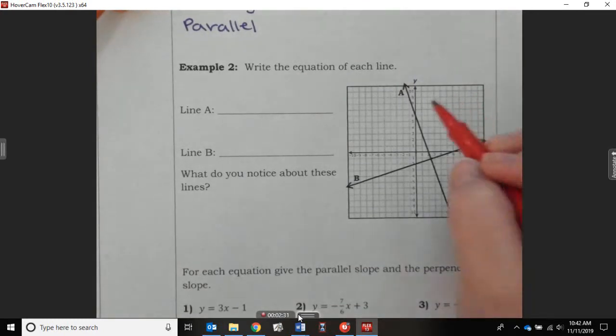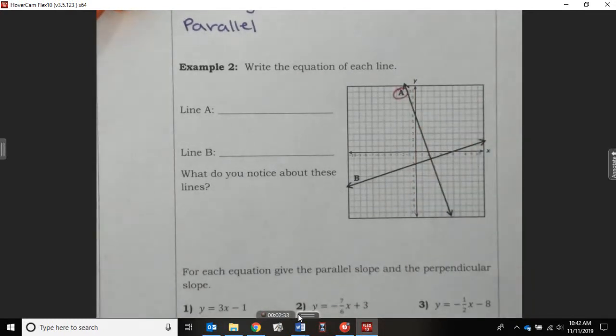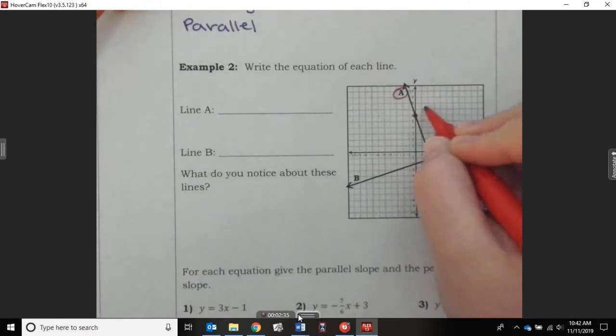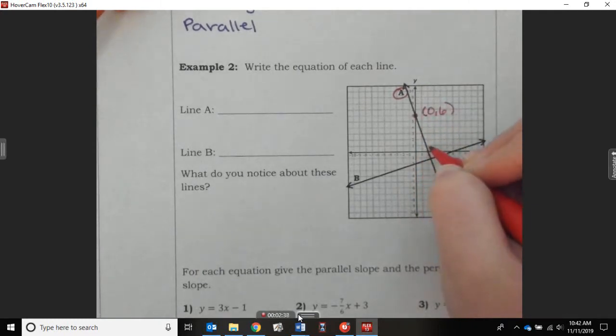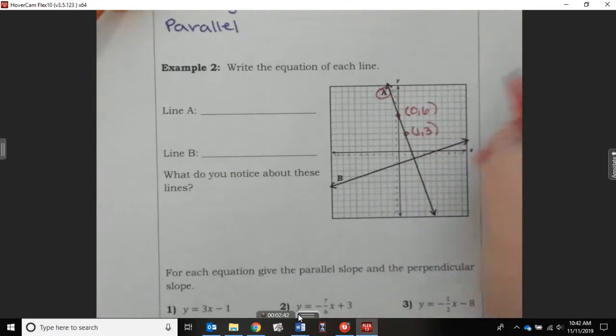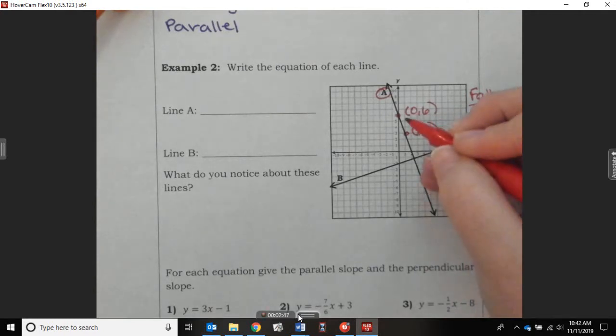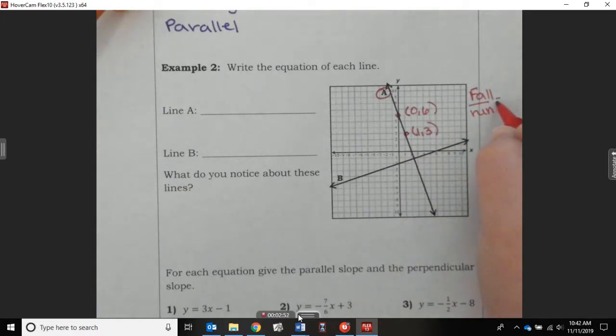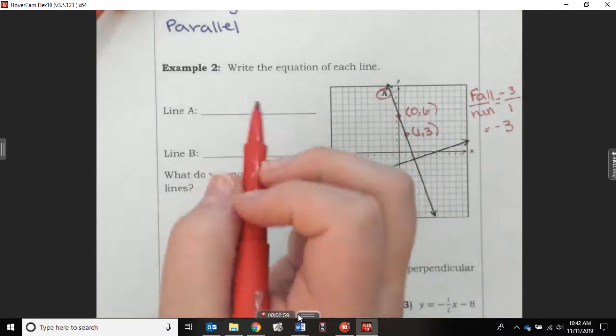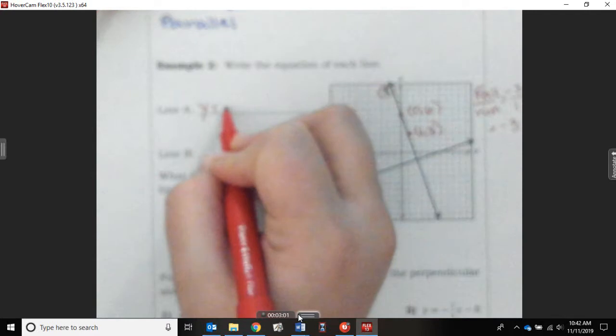Again, I'm going to start with line A. So let's find 2 points that are on line A. Right here I have 0, 6, and here I have 1, 3. So again, I'm going to be looking for my fall over my run. So I go down 1, 2, 3, and right 1. So negative 3 over 1, which reduces to negative 3. My y-intercept is 6, so the equation of my line is y equals negative 3x plus 6.